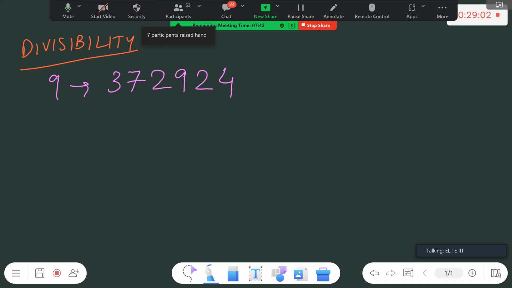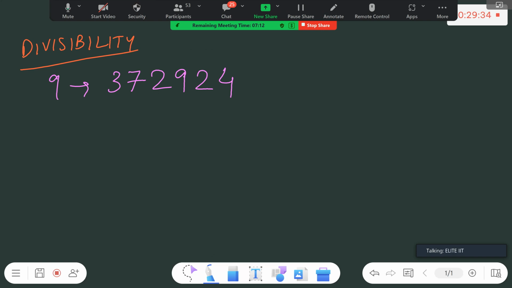Participants can ask their questions after 10 minutes, okay? This number, to check divisibility by 9, how can you check? It is similar to 3. How is it similar to 3? Sum of the digits should be divisible by 9. But don't write 3, okay? For 3 it was sum of the digits should be divisible by 3. For 9, sum of the digits should be divisible by 9.